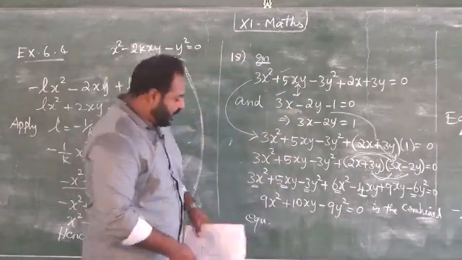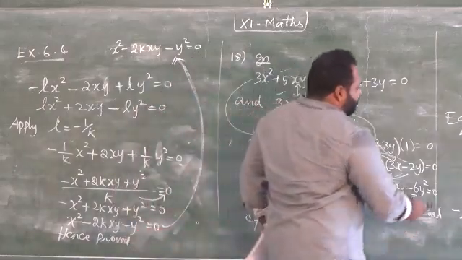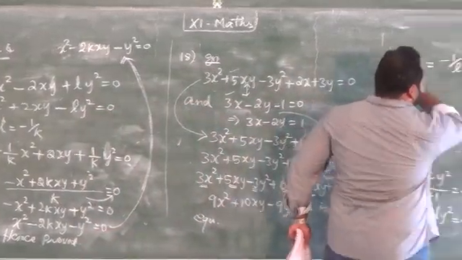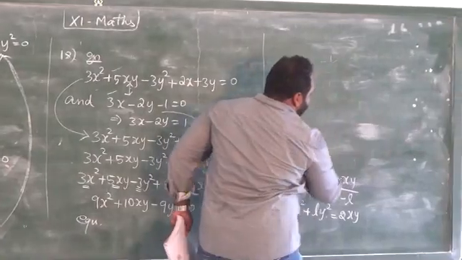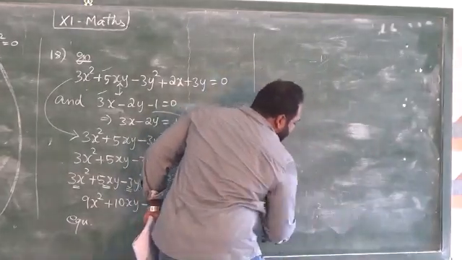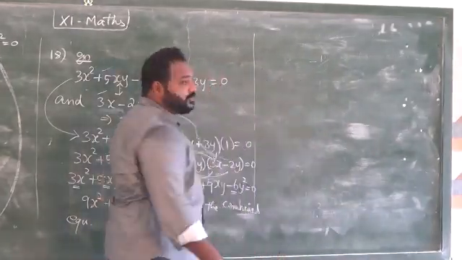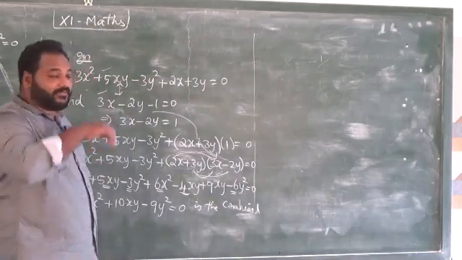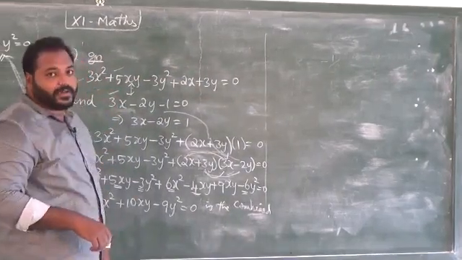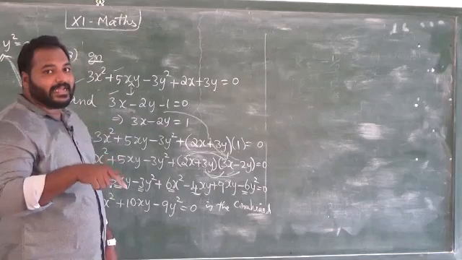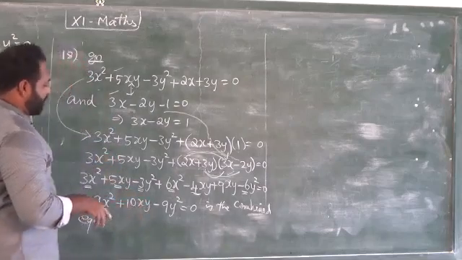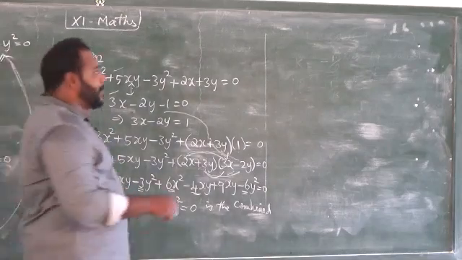Next I have to prove it forms a right angle. If the lines make an angle of 90 degrees, they are supposed to be perpendicular lines. Definitely it will be perpendicular, then only we will get the angle 90 degrees. So we have a condition for perpendicular.